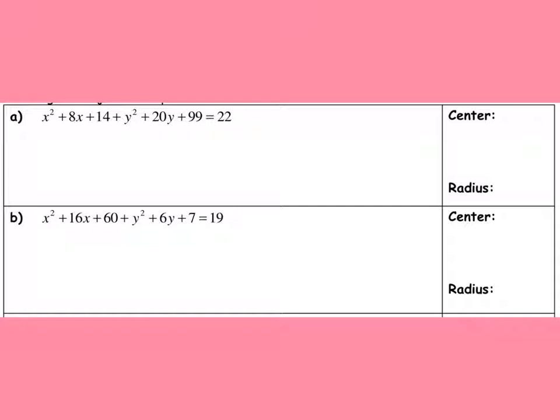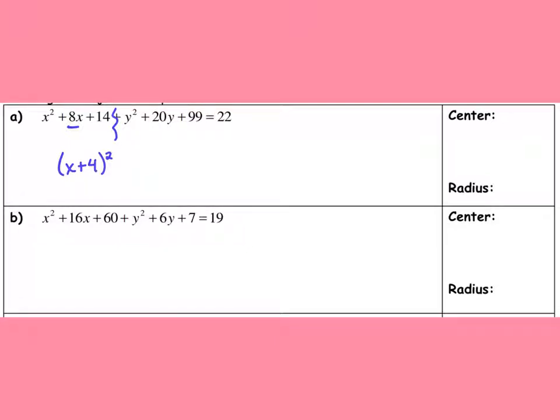So now what I'm looking at are parts of the equation that are not perfect square trinomials, so I have to do some work to figure that out. So I'm going to split these and do one part at a time. If I look at my 8x, I can rewrite that as x plus 4 squared.